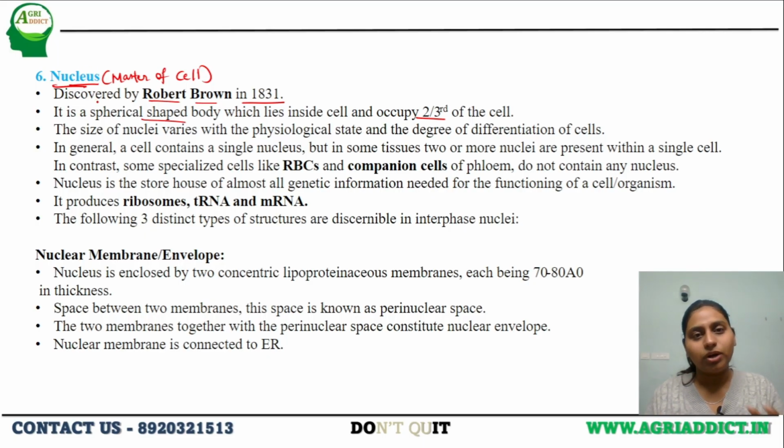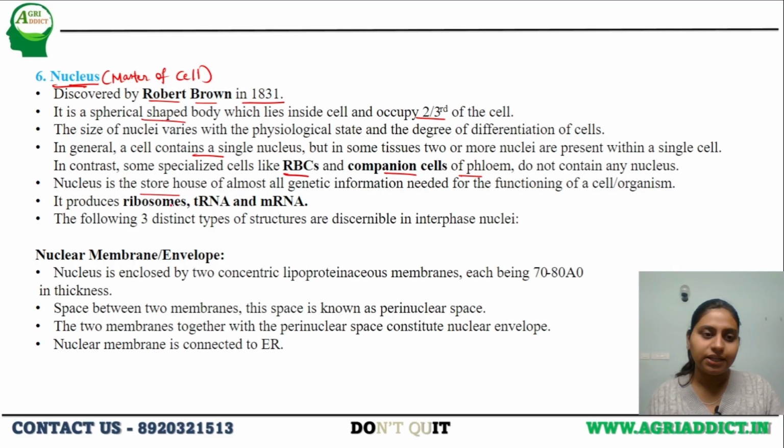Usually one nucleus is present per cell, but there are certain tissues where more than one nucleus is present. But it has to be remembered that in RBCs and companion cells of the phloem, there is no nucleus. The nucleus is the storehouse of almost all the genetic information required for the functioning of the cell or the organism, in case of eukaryotes. Whereas in prokaryotes, the genetic material in circular form is present in the cytoplasm, which is called the nucleoid. There is no nucleus or nuclear membrane enclosing it.